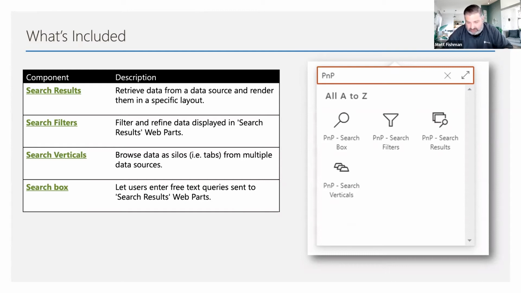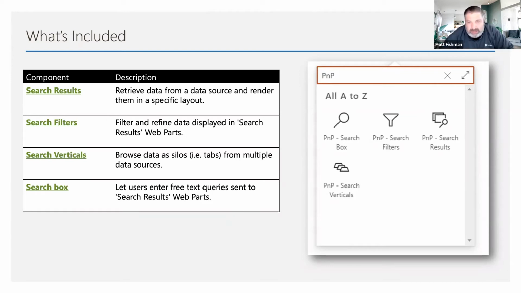So what this can do is connect to a search results web part, and it will display metadata related to the search results in a format that you can then drill down into and pare down your search results to find exactly what you're looking for.